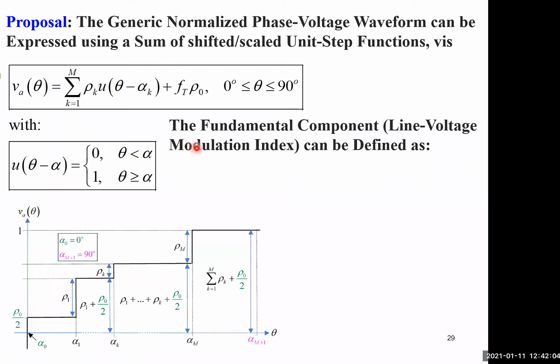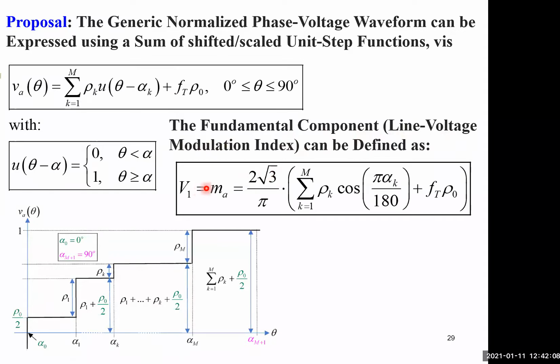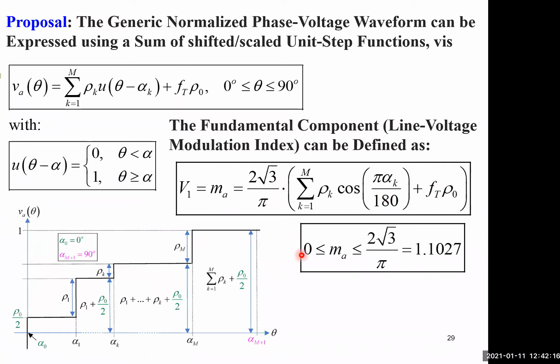Using this, it is possible to come up with a fundamental component, the line voltage modulation index. I'm not going to get to that, but you can formulate the modulation index component as well. Okay, which by the way, is between 0 and 1.1. When it gets a value of 1, it indicates a true sinusoidal. So this is over modulation and this is under modulation. This is the range.